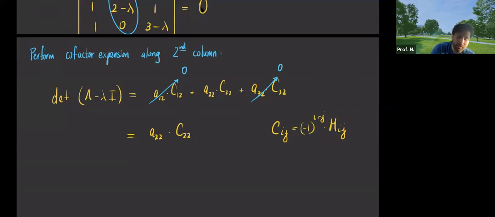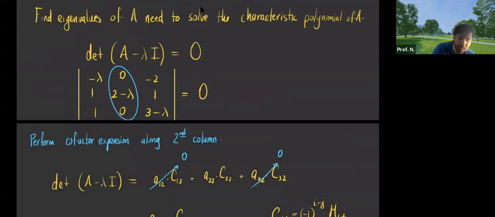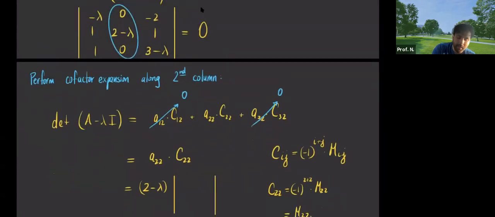So A22 is what? A22 is 2 minus lambda. Now, if I do C22, this will equal (-1) to the power of 2 plus 2, which is 4, and (-1) to the 4th power is just 1. So this is equal to M22. But what is M22? M22 is the determinant of the submatrix when you cross out the second row and the second column. And I get negative lambda, -2, 1, 3 minus lambda.